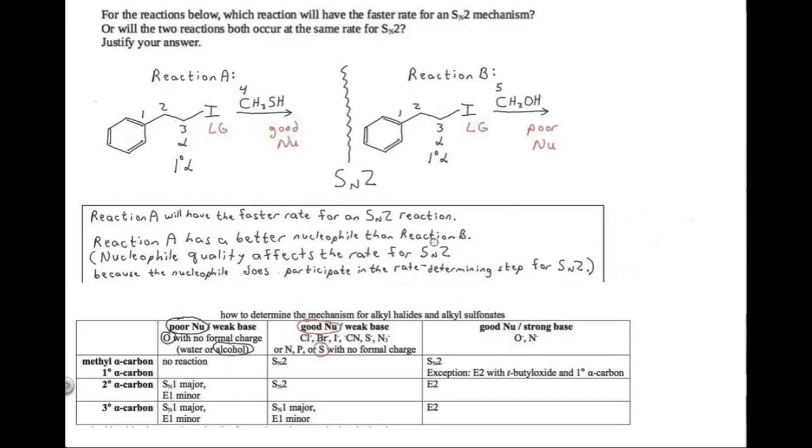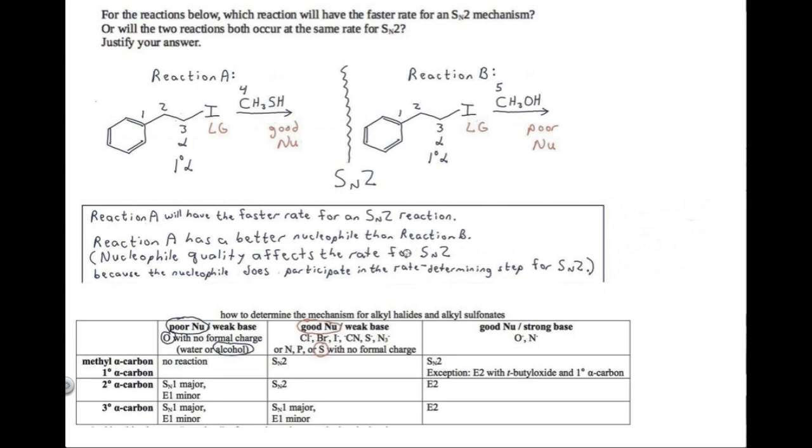So here's the beginning of our answer for this problem. We've decided that reaction A will have the faster SN2 rate, but remember that we need to justify our answer. We begin our justification by saying that reaction A is faster because it has a better nucleophile. And nucleophile quality matters here because we're doing an SN2 reaction, and the nucleophile participates in the rate-determining step for SN2. But even this is probably not a full credit answer.